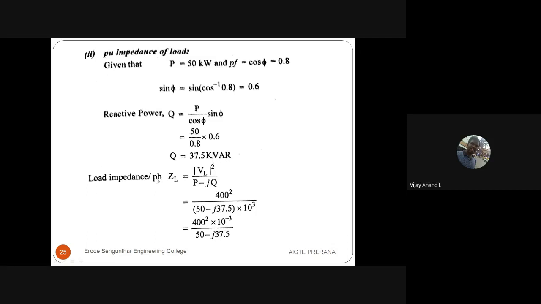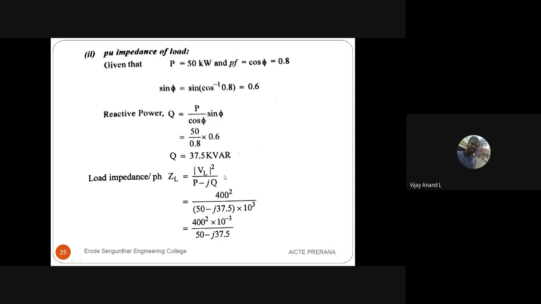Load impedance per phase: we know that normally resistance is nothing but voltage by current. Expressing that current in terms of power, it becomes voltage squared divided by power. That is substituted in this equation. That is ZL is equal to VL whole squared divided by P minus jQ, where P minus jQ is the real power minus the reactive power.